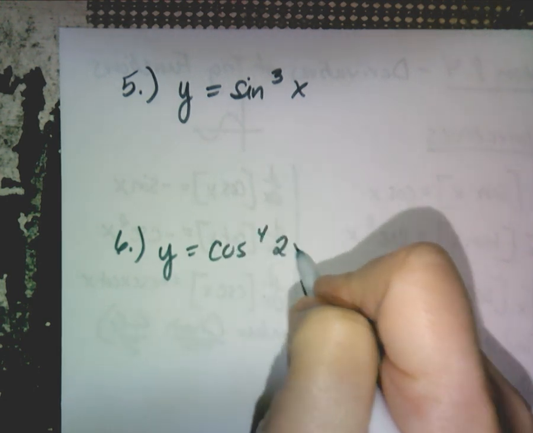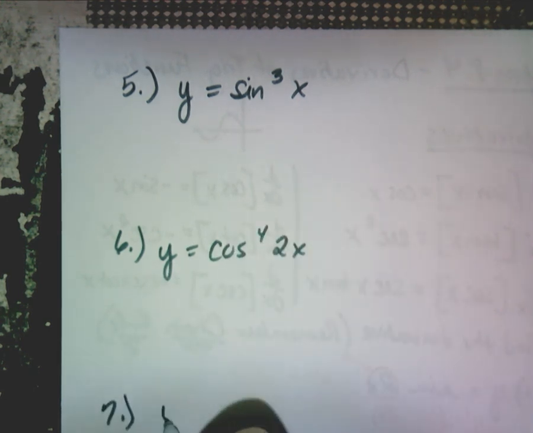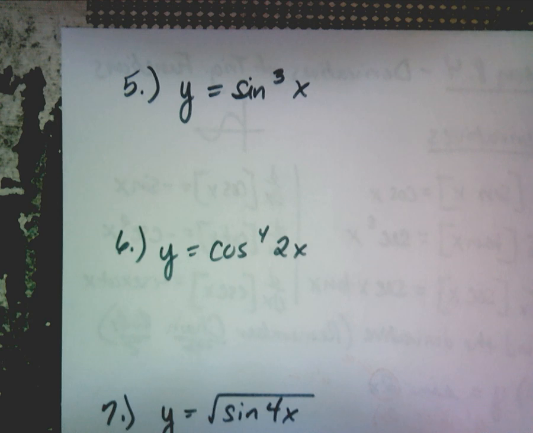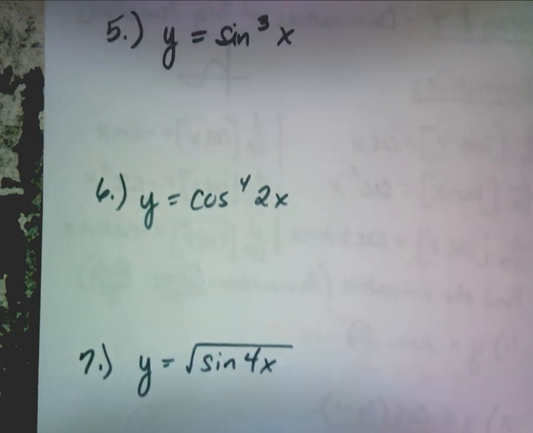Did I miss anything? Nothing. And these we'll call medium. Sine cubed x, cosine 4 2x, square root of sine 4x.